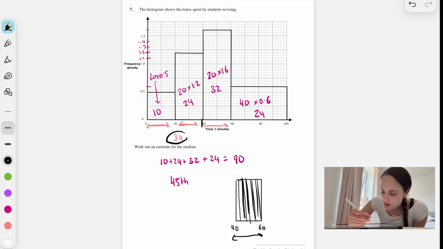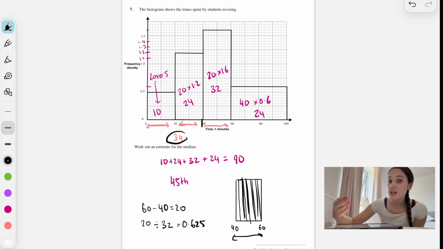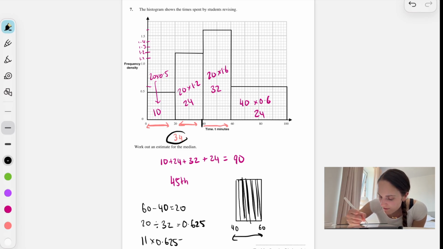So if we imagine doing 60, take away 40, that's 20. That means this class is 20 wide. So we're going to share those 20 by my 32 people. So 20 divided by 32, that's going to be 0.625. So each person represents an extra 0.625 minutes. So because we're looking for the 11th person, I'm going to do 11 times 0.625, and that's equal to 6.875.